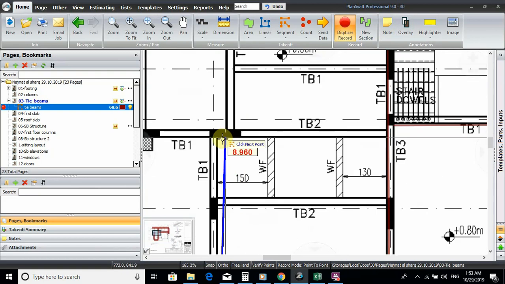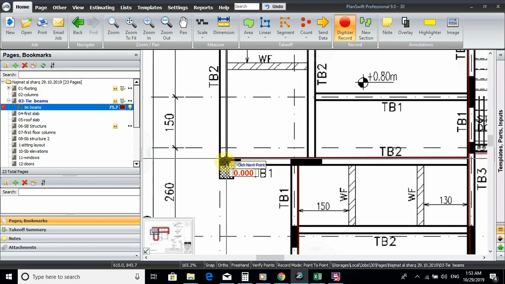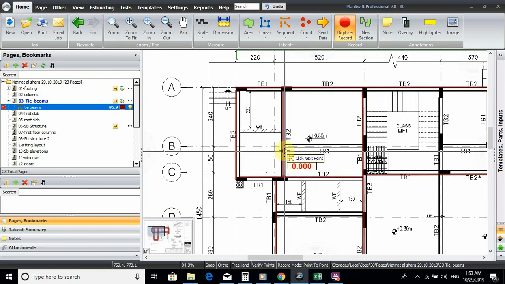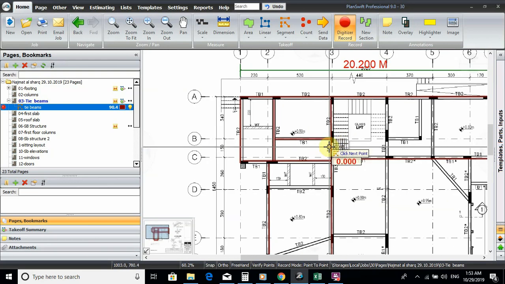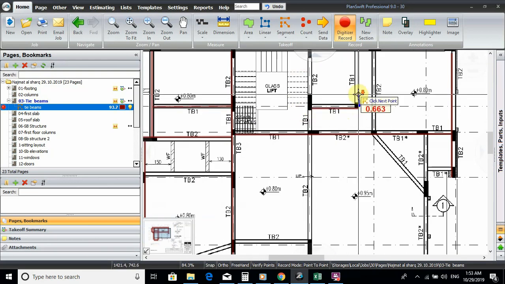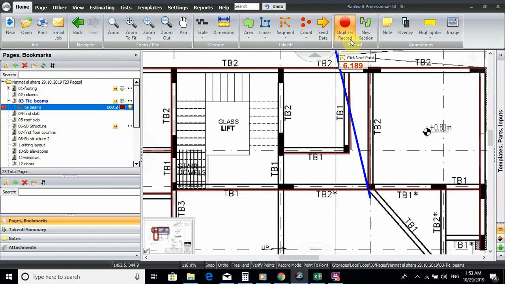While in the old way, when I was starting this, I had to measure the tie beam on paper. This is the length of this, this is the length of this. No, it was taking a lot of time actually. Forget that.